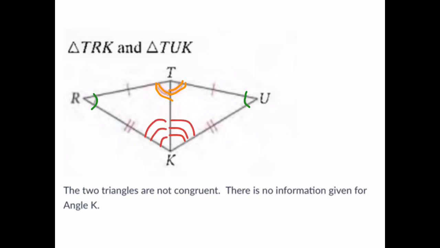So even though they didn't give us information on angle K, we know because of Theorem 4-1 that the angle K's are congruent, which makes these triangles definitely congruent because we have all three angles and all three sides. So this would be false.